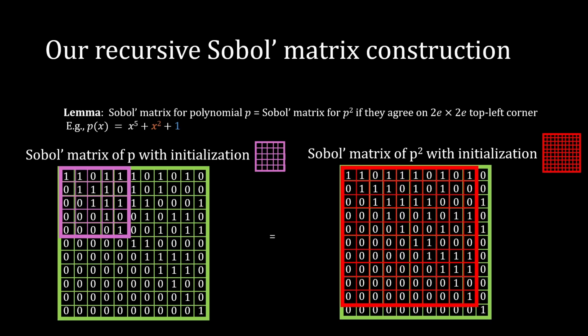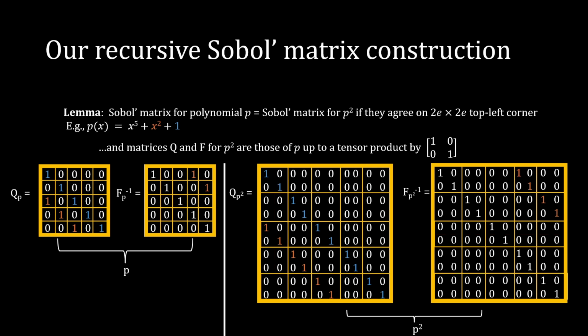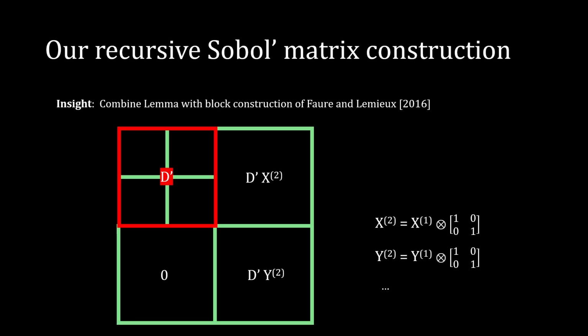We found that Sobol matrices for polynomial p and p squared are the same, if and only if they match on the top left 2e by 2e block. Further, the corresponding matrices q and f are merely related by a tensor product with an identity matrix. This forms the basis of our new recursive construction of Sobol matrices that double their size at each iteration by squaring polynomials.